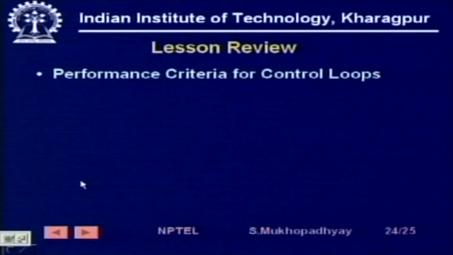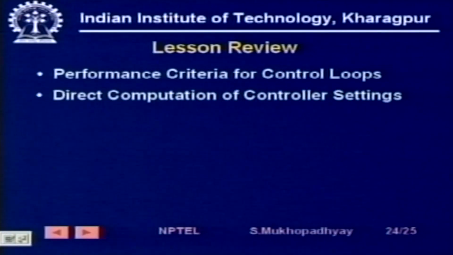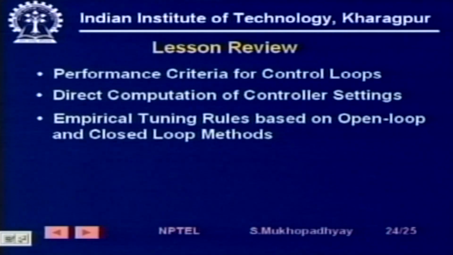So this is the end of our lesson, and what we have basically reviewed are the various performance criteria for control loops. Then we saw a method of direct computation of controller settings based on a process model, an open loop plant model, and a reference model. Then we found some empirical tuning rules which are based on open loop and closed loop experiments that you can perform on the plant. And finally we saw a procedure called auto tuning, where we could quickly and automatically do an experiment and find out the controller settings.